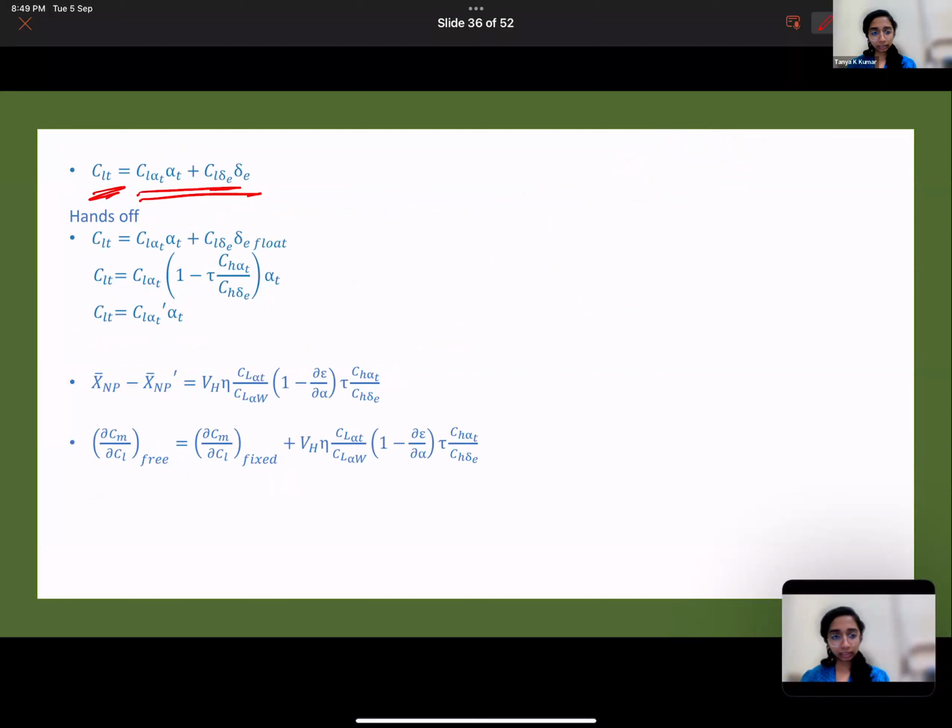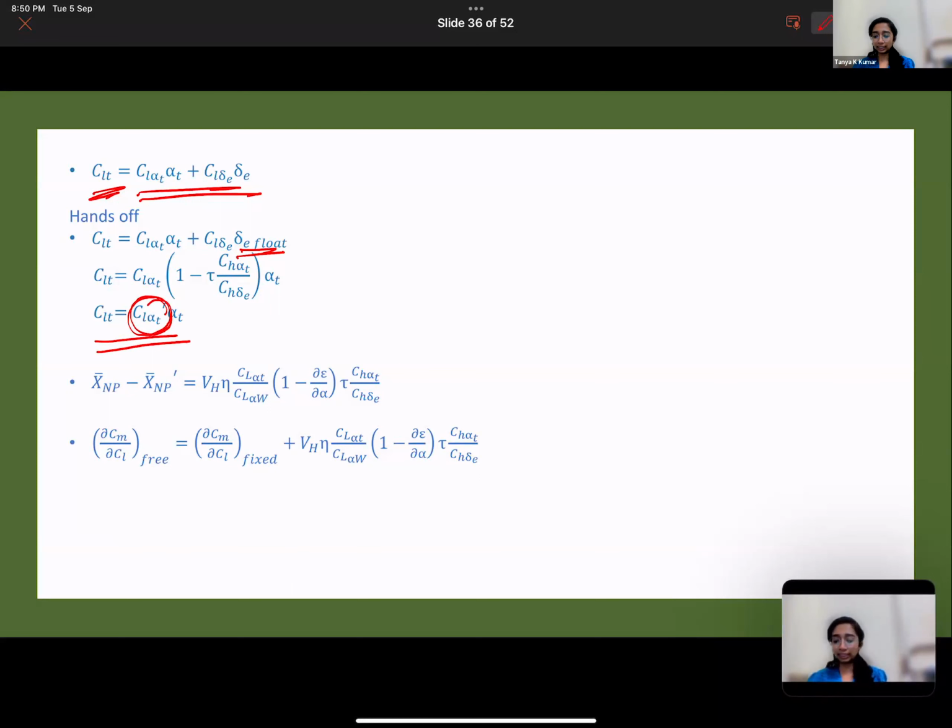Right? CL alpha tail into alpha tail, CL delta E into delta E. Now, if it is a hands-off condition, that is, freely floating, your delta E will be delta E float. I just replace that equation. When you solve this, you get that the CL alpha tail is changed. That is the only difference between stick fixed and stick free.